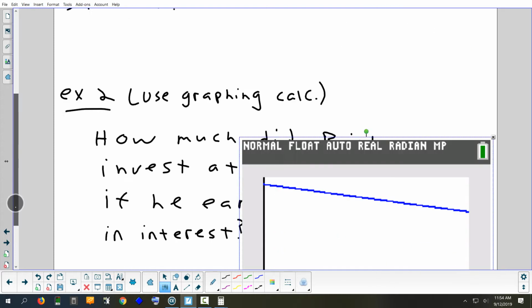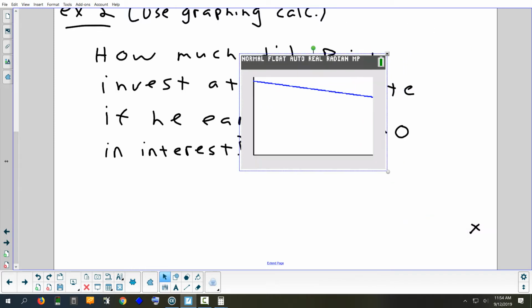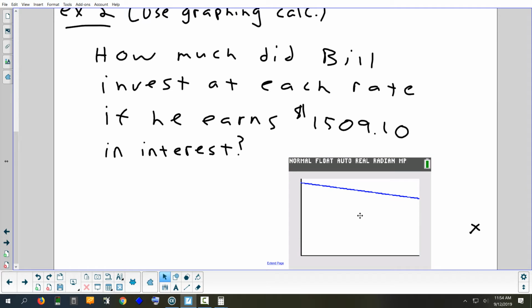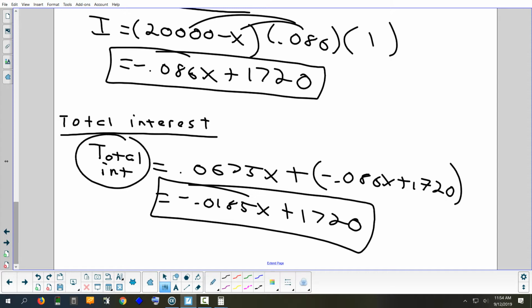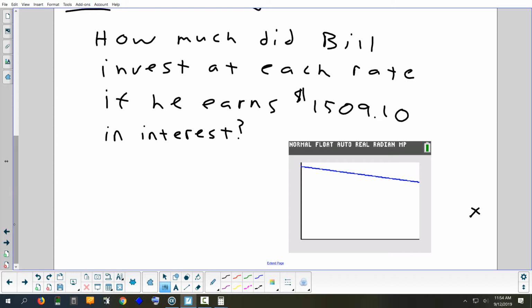All right, so I've got my equation. What else do I need? Somehow I've got to use that $1,509. What do I do with that? Yeah, we could graph a line that's y equals 1509.1 and then find the intercept. Yeah, exactly. That 1509.1 is the total interest. So I'm taking this equation and plugging in $1,509.10 and solving for where they're equal to each other. I could do that algebraically, subtract 1720 and divide by negative 0.0185, or just find the intersect. And this said to use the calculator, so let's do it that way.